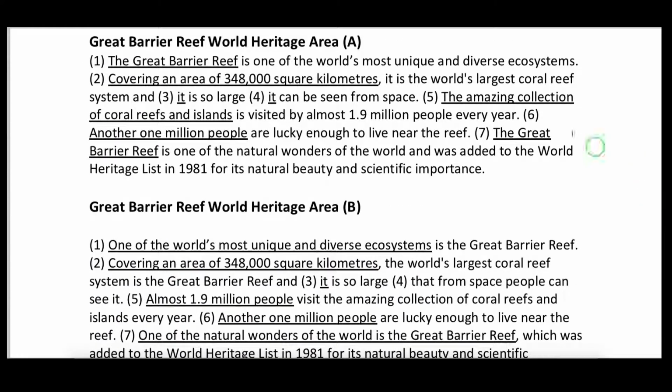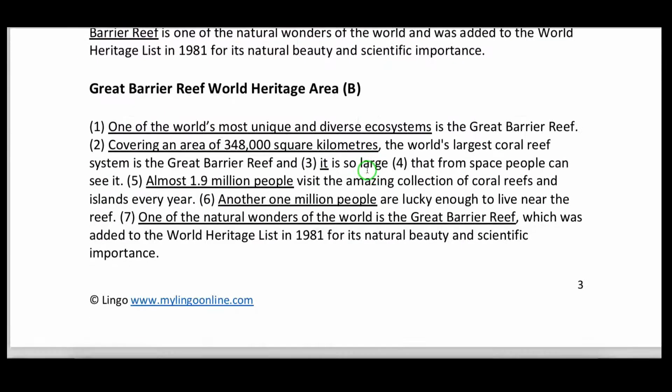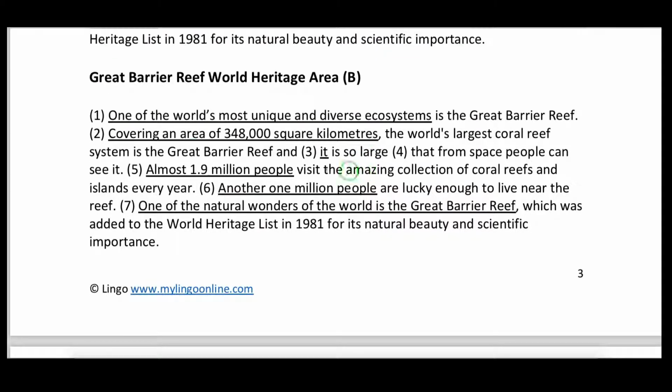In text A, we know the topic of the paragraph is the Great Barrier Reef, so it makes sense that many of the themes in the sentences are about the Great Barrier Reef. Here's one, the Great Barrier Reef. It, that's the same thing, Great Barrier Reef. It, the amazing collection of coral reefs and islands, the Great Barrier Reef. Okay, so most of those themes in the sentences match the overall idea of the paragraph.